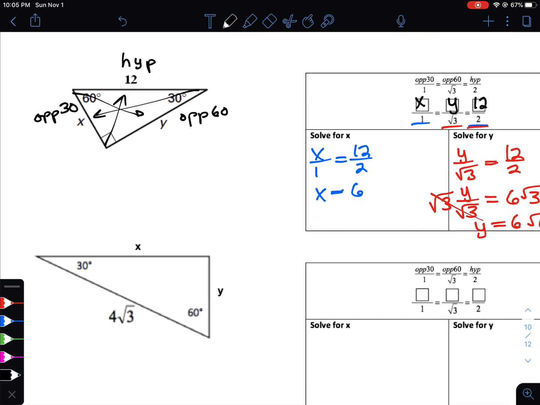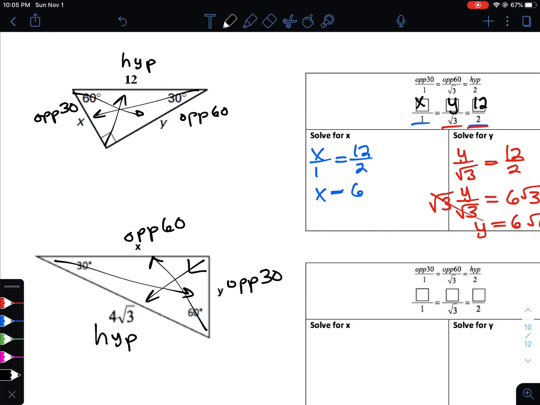All right. For this next one, notice that our hypotenuse is going to have a radical in it. So we've got 4 square root of 3. That's going to be our hypotenuse. And then we've got our side opposite the 30 is y, and the side opposite the 60 is x. So plugging those into our proportion, opposite the 30 is y, opposite the 60 is x, and our hypotenuse is 4 square root of 3.